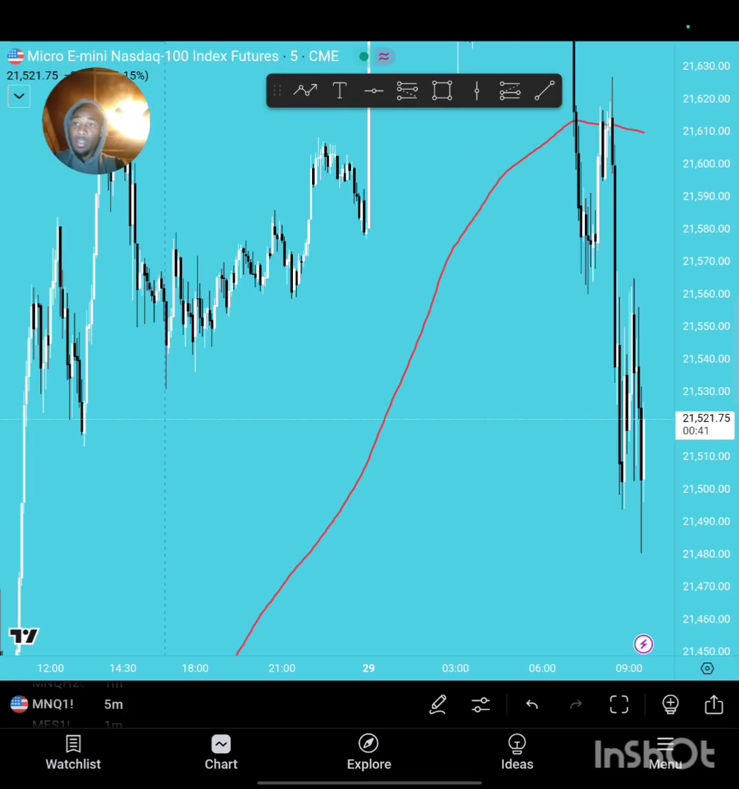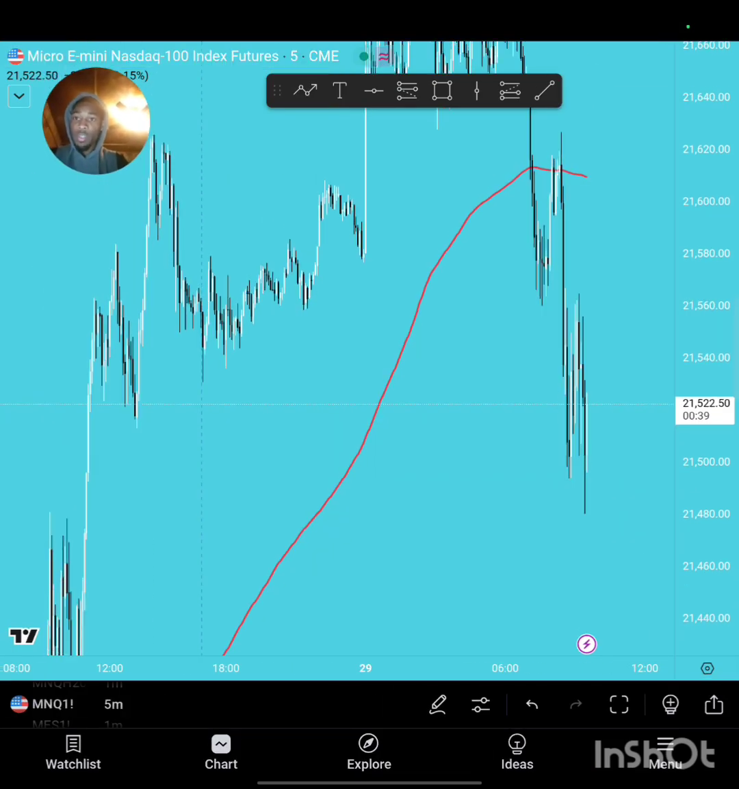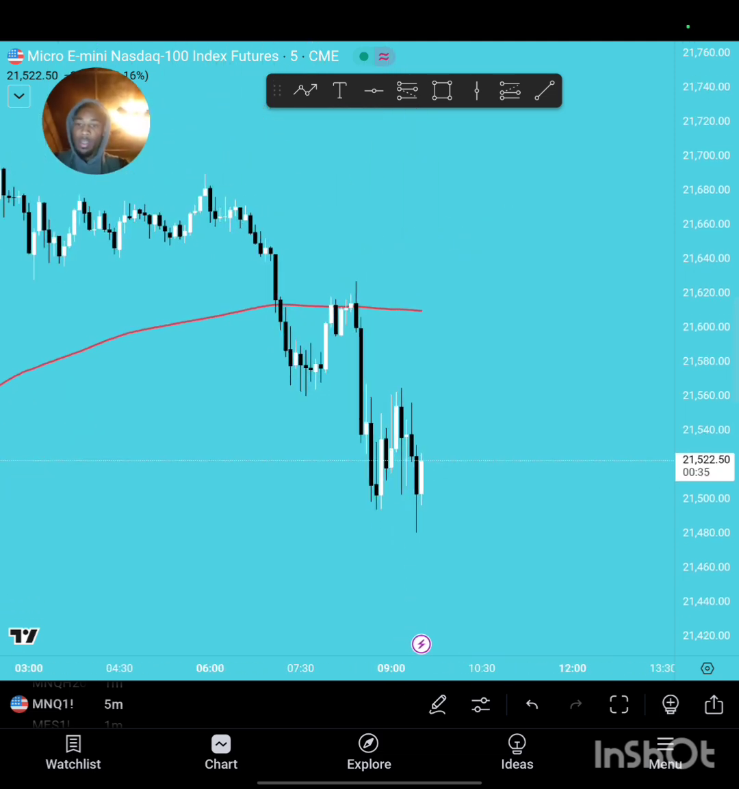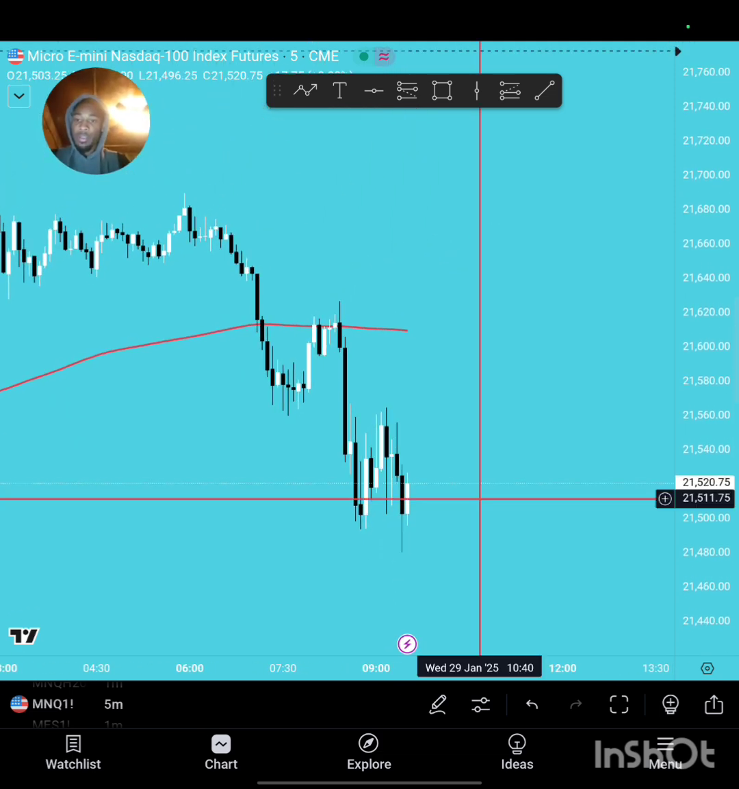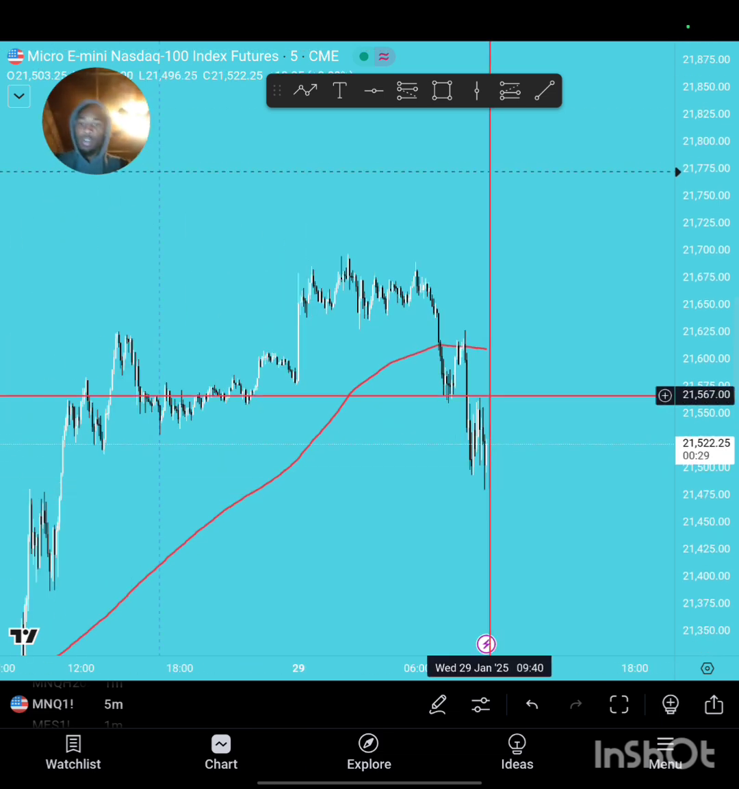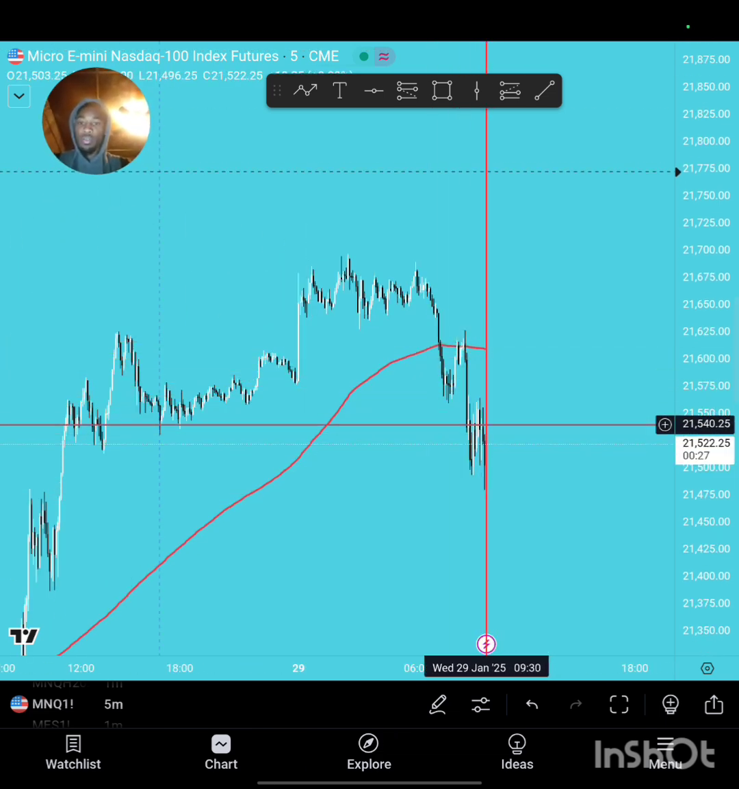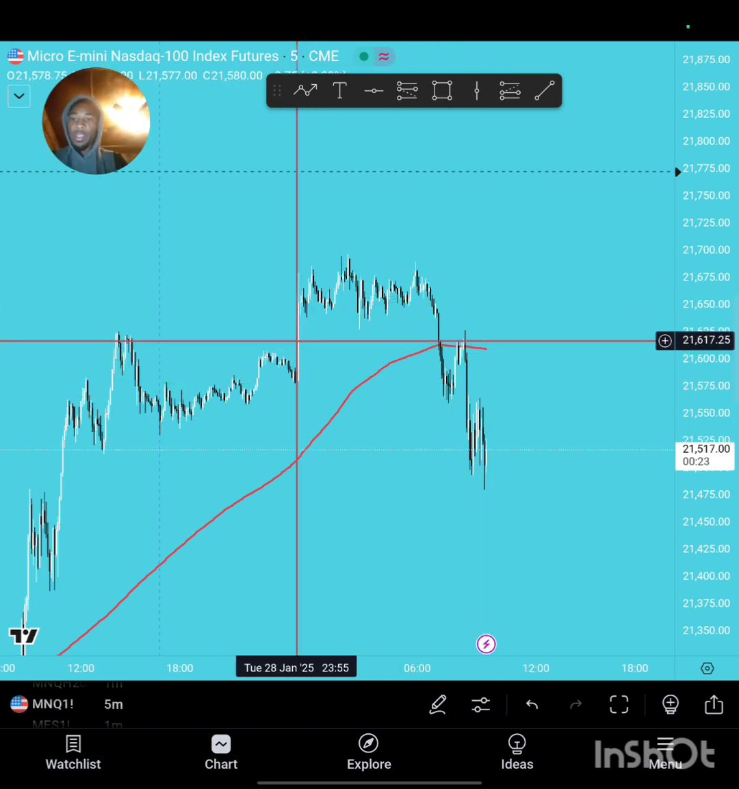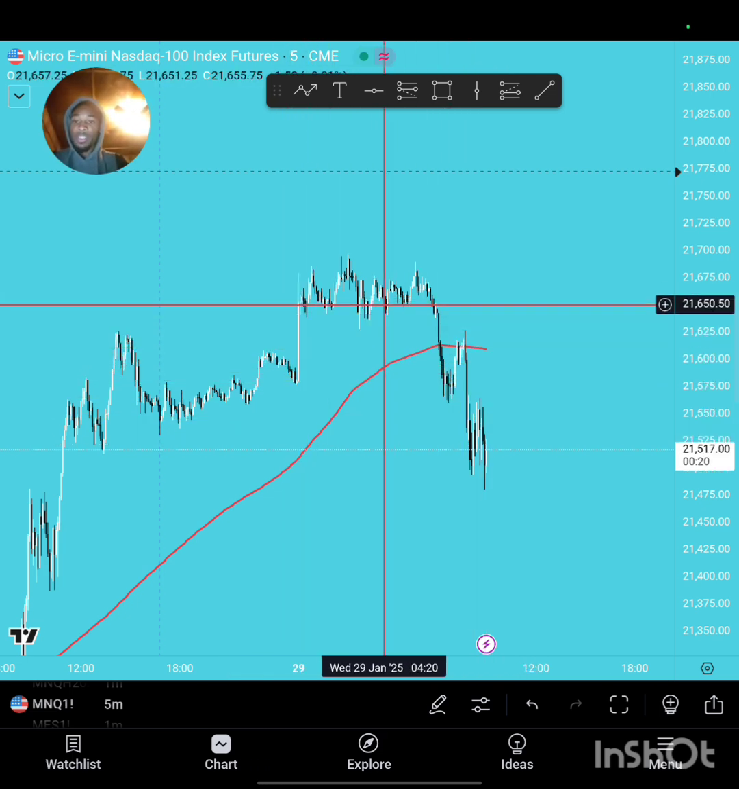I trade the micro E-mini Nas100. I use the 5-minute chart to the 1 minute. I use the 200 moving average as my directional bias. If it's below, I'm looking for sales or supply areas, and if it's above, I'm looking for demands to take it higher.